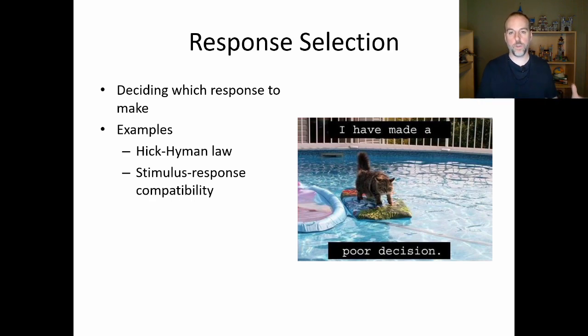Based on all the input to your system and knowledge of your body in space and what's happening, you need to select a response. And we're going to look at how that occurs when you're faced with different numbers of stimulus response alternatives, or different numbers of choices.